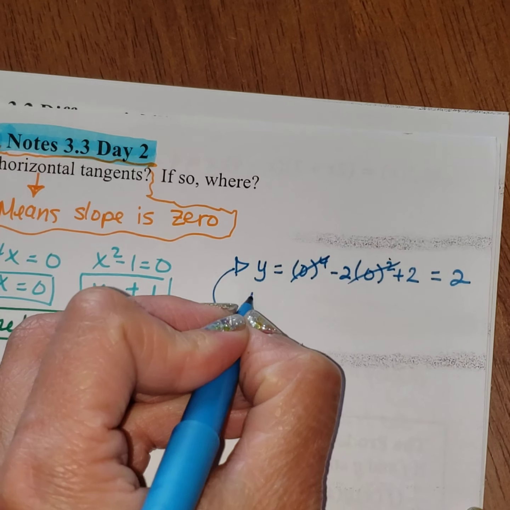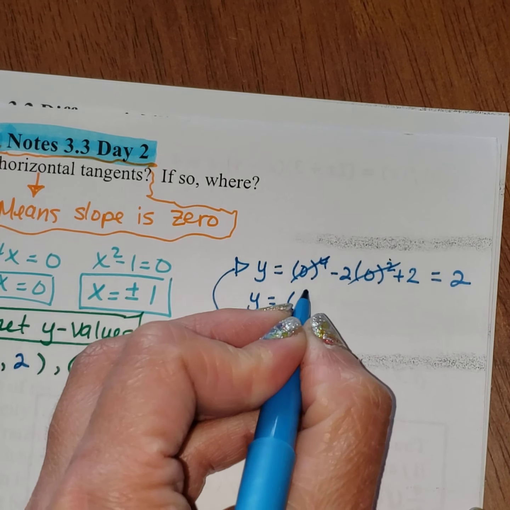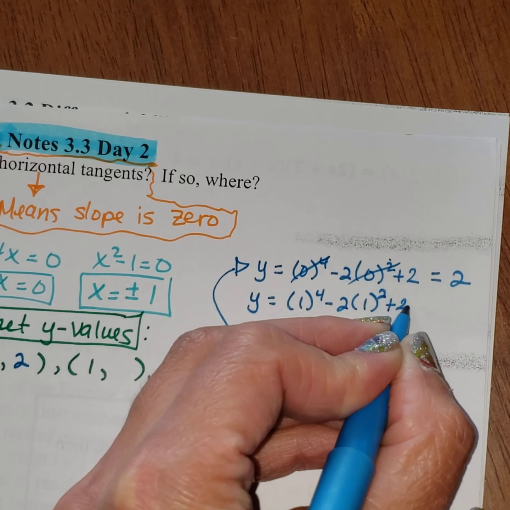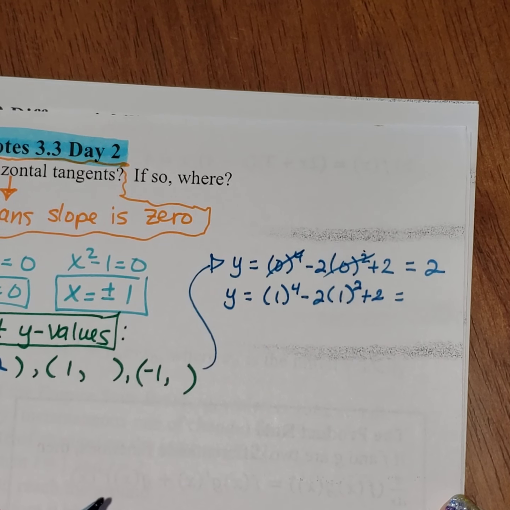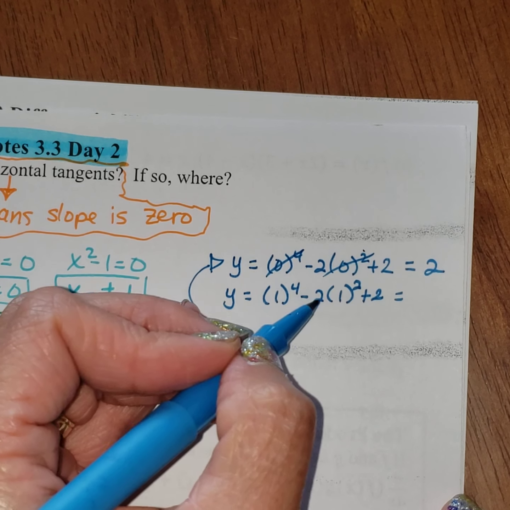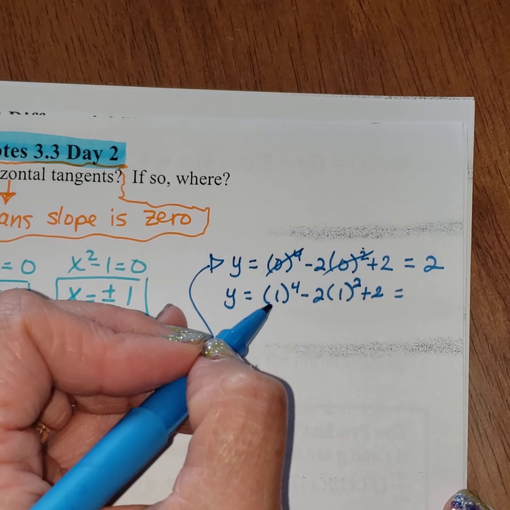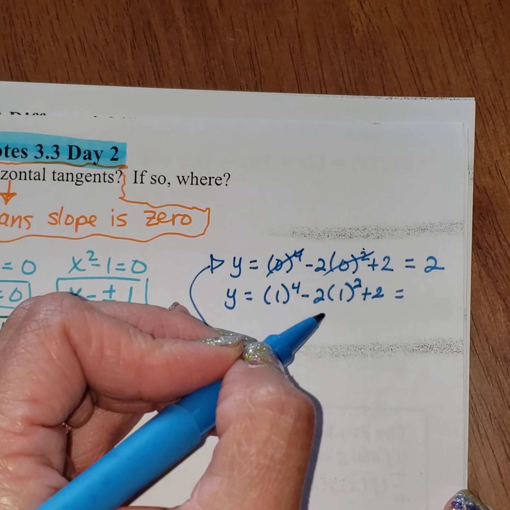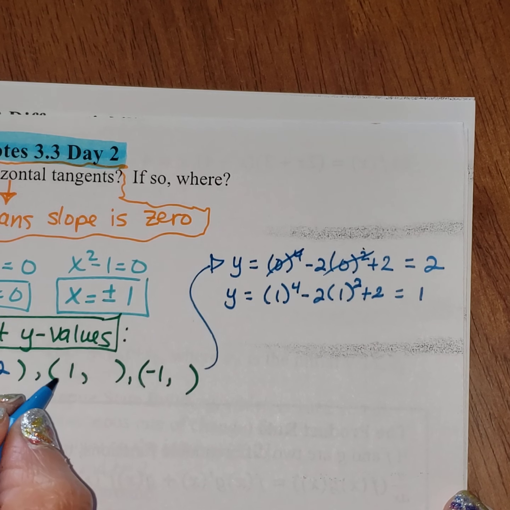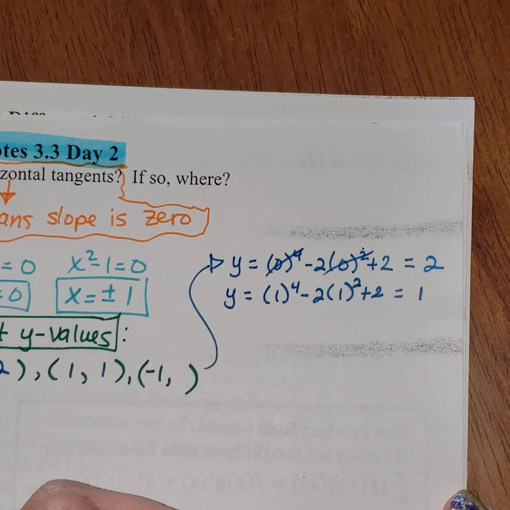Okay? Next, let's try plugging in the 1. So we'll have 1 to the 4th minus 2 times 1 squared plus 2. Well, 1 to the 4th is 1 minus 2 times 1 squared, so minus 2. 1 minus 2 is negative 1. Negative 1 plus 2 is a positive 1. So when the x value is a 1, the y value will be a 1.